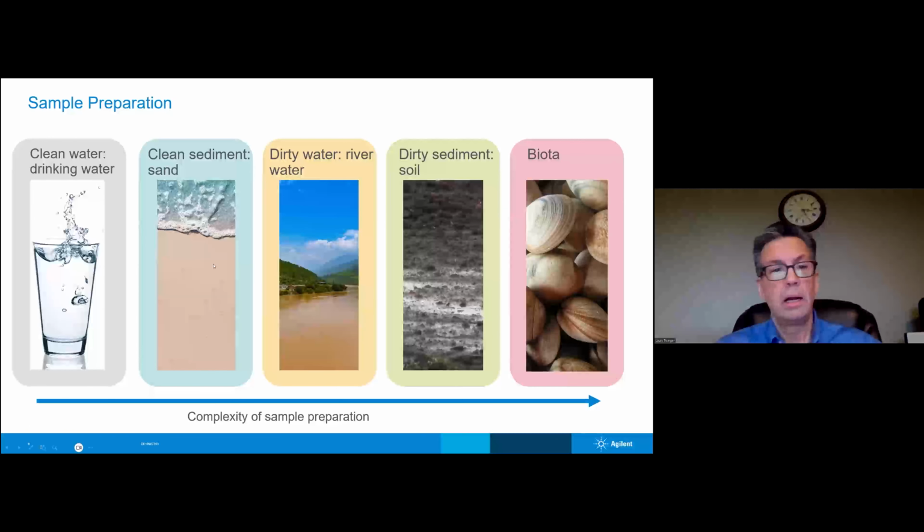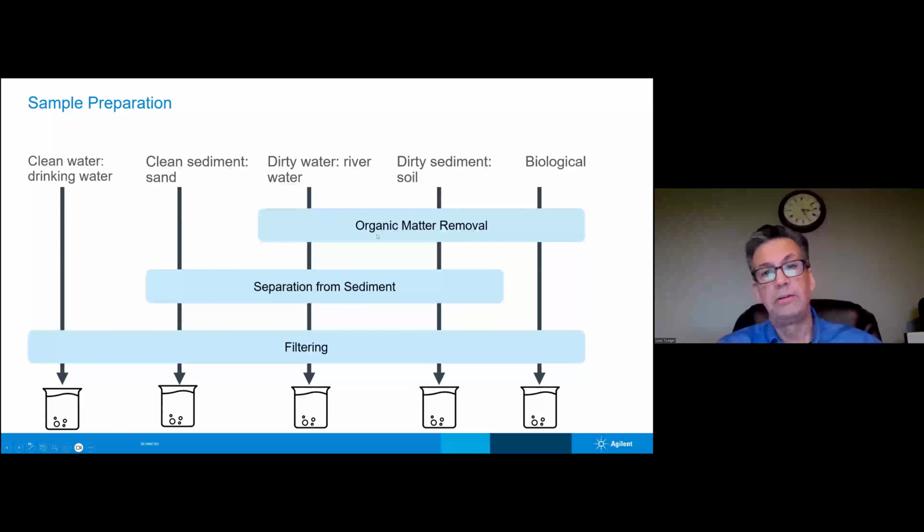So I talked about sample preparation. The cleaner the sample, the less stuff you have to do, obviously. So as you move to dirtier and dirtier samples, you have to do more extensive sample preparation. So the overall schematic might look like this. Dirtier samples require organic matter removal. And by organic matter, I'm talking about proteinaceous or cellulosic type material. Might have to separate out some sediment. Then the final operation then is filtering.